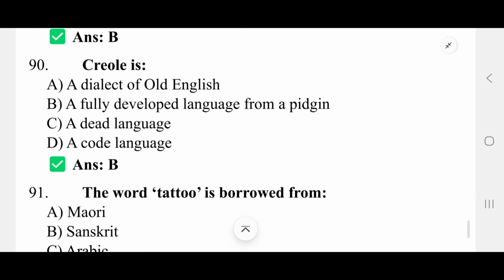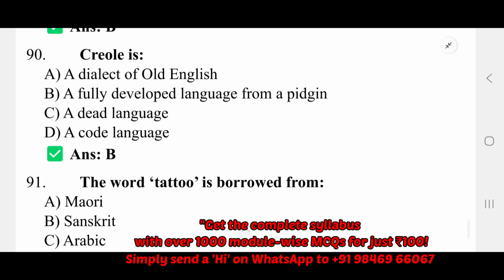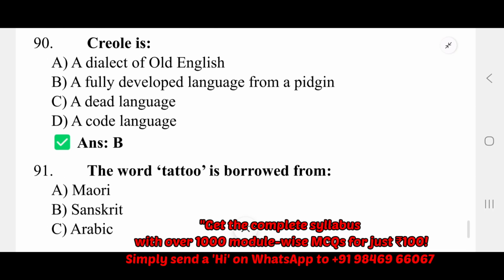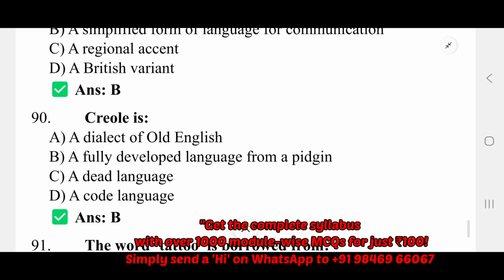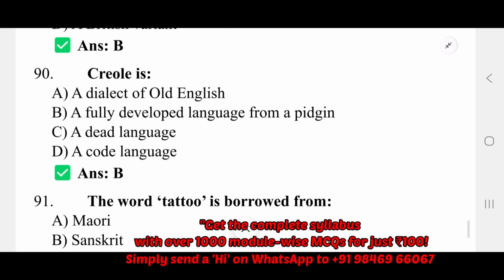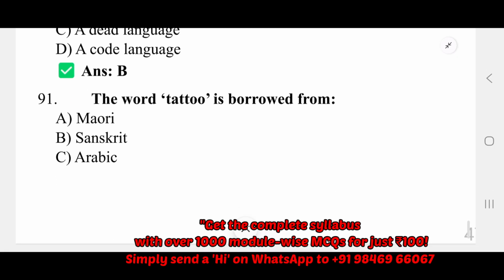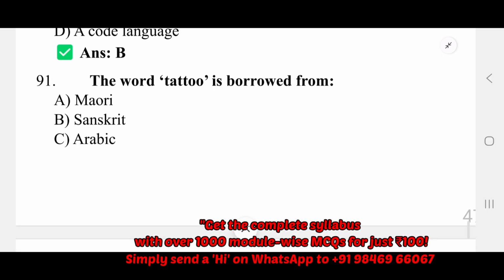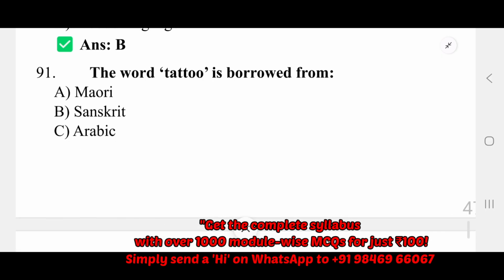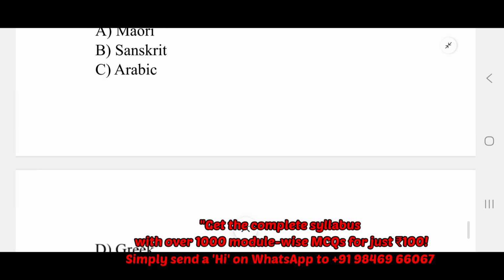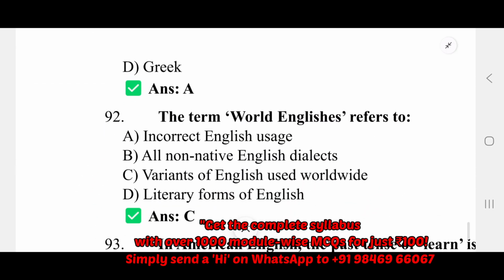Creole is a dialect of Old English, a fully developed language from Pidgin, a dead language, a code language. So Creole is a fully developed language from Pidgin. The word tattoo is borrowed from Maori, Sanskrit, Arabic, Greek. So option A, Maori.